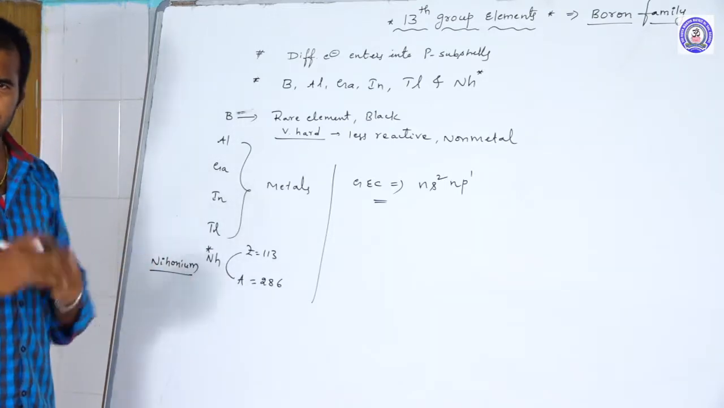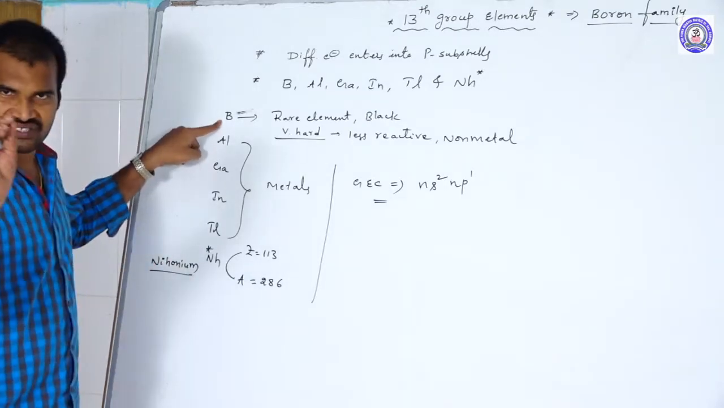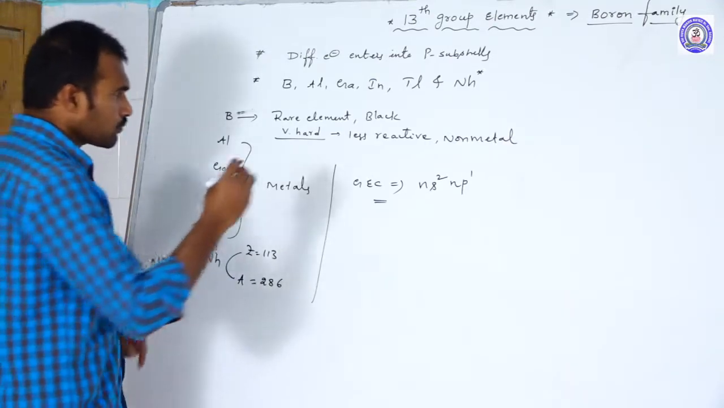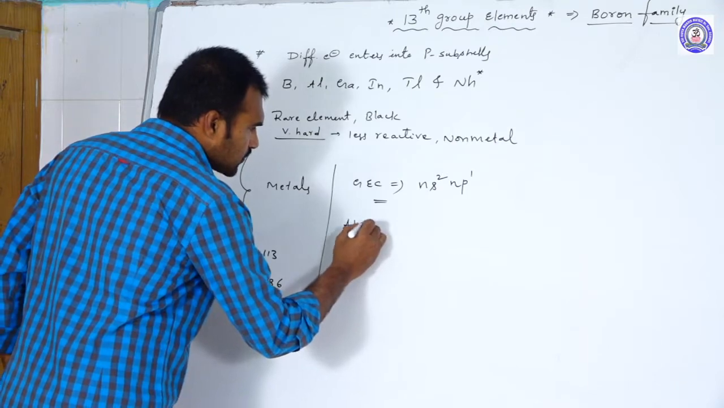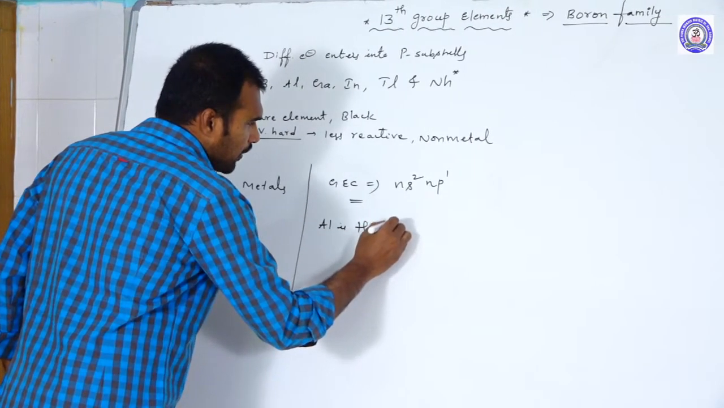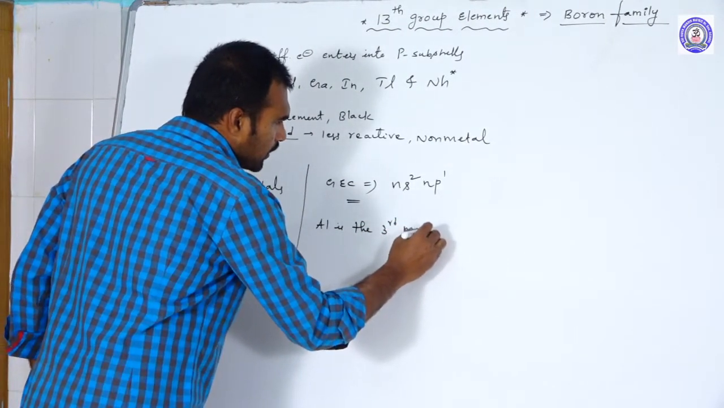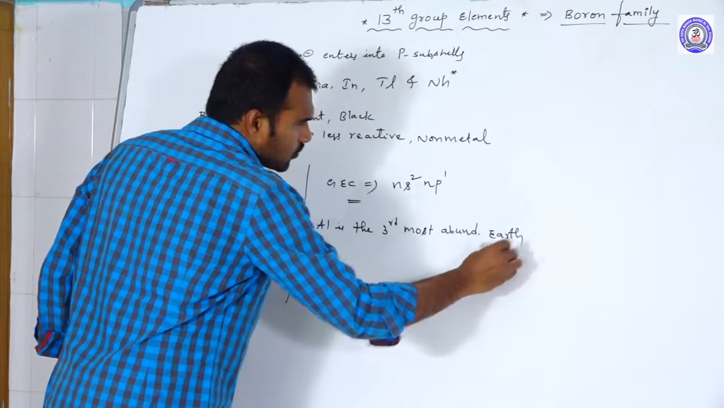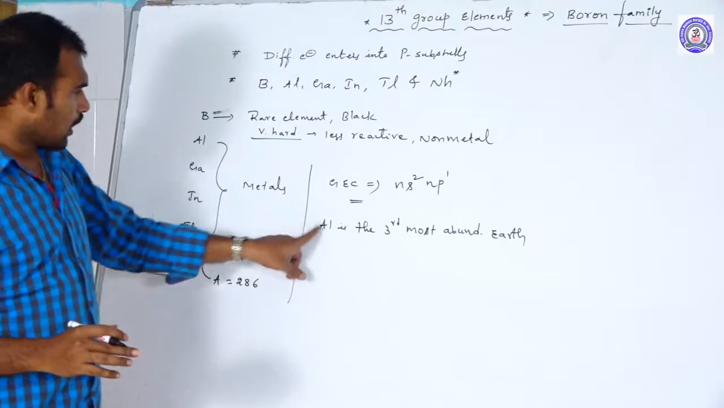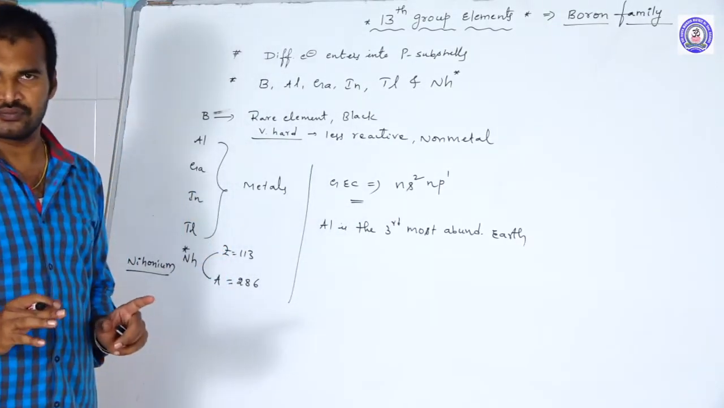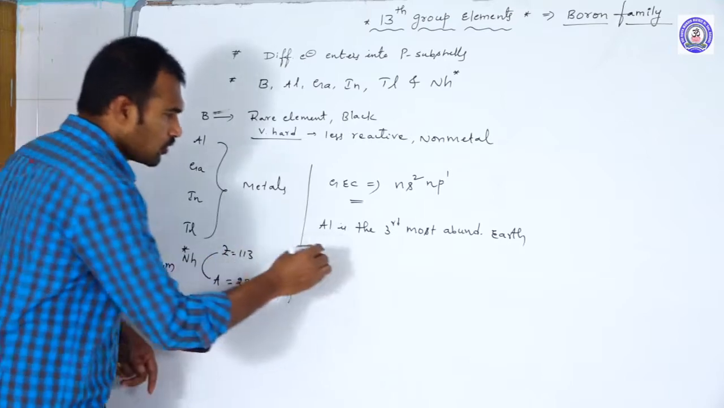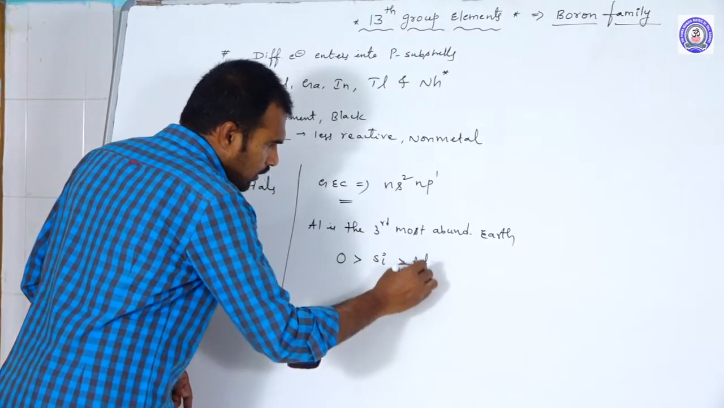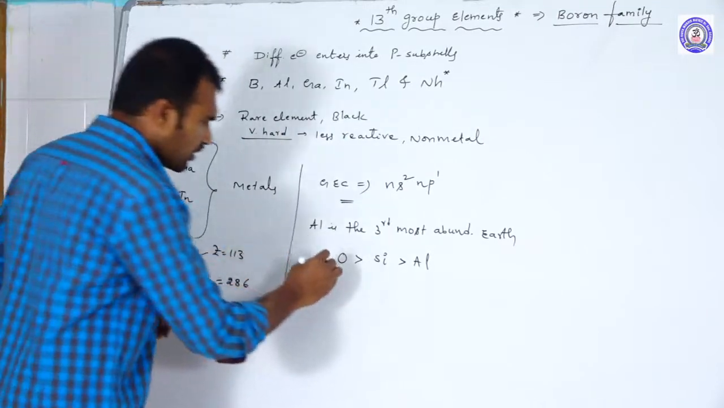Next, coming to the abundances. Boron is a rare element, and if you check the next element, aluminium, it is the third most abundant element in earth crust. Then what about the first two elements? The first one is oxygen, next silicon, and the third one is aluminium.